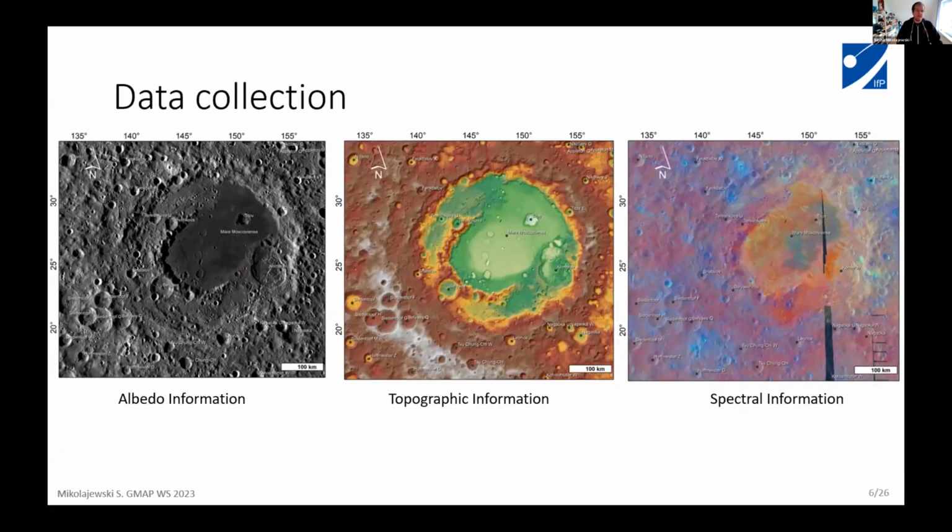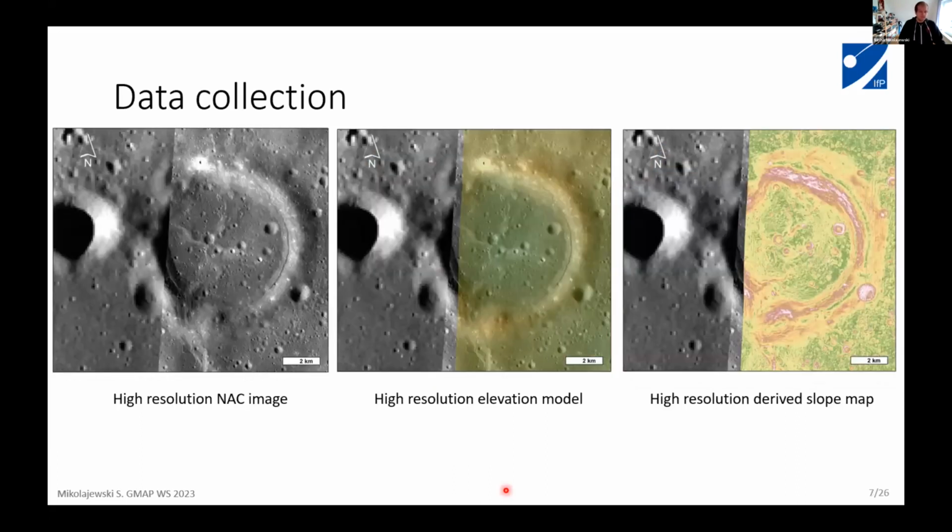So with that, it comes to data collection. We use the WAC mosaic together with albedo information, and the DEM for topographic information. Here you can see the rims that I showed you before, the inner one, the second one, and the outermost. And as you heard in the talk before, we also use spectral information to differentiate different features found inside the basin.